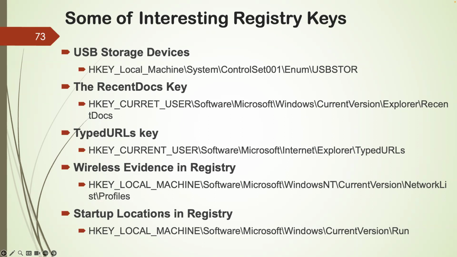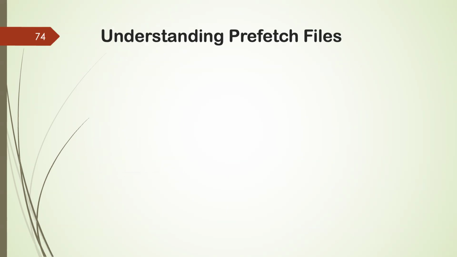And lastly, the startup location. Where do you find all the startup, auto-run applications and so on? Just follow this particular key, CurrentVersion\Run, and over there you will find all the different applications that are in auto-run mode, or that start whenever the PC starts.